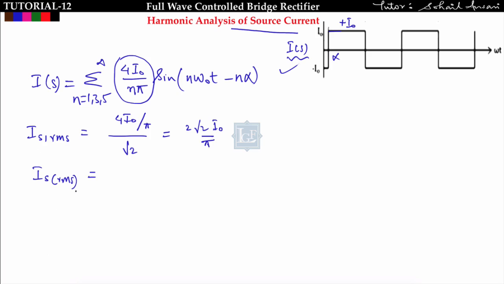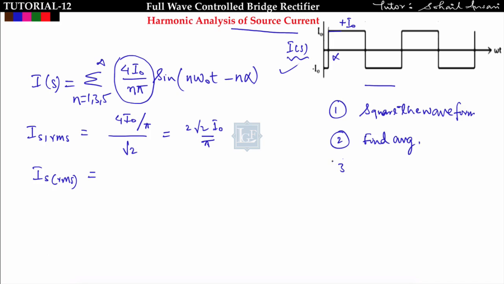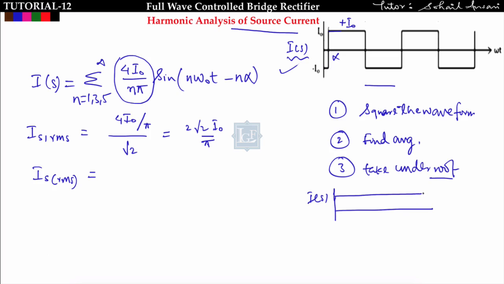Now what will the source current RMS be? This is the source current waveform. To find the RMS value, as I told you, square the waveform, then find the average of that waveform, and third, take the square root. That will give you the RMS value of that waveform. If I square this waveform, the maximum value will be I naught square. The average of this waveform is nothing but I naught square only. So IS RMS will be the square root of I naught square, that is equal to I naught.